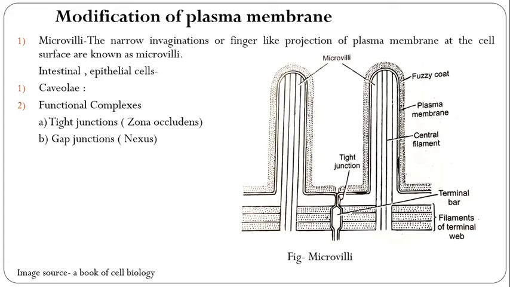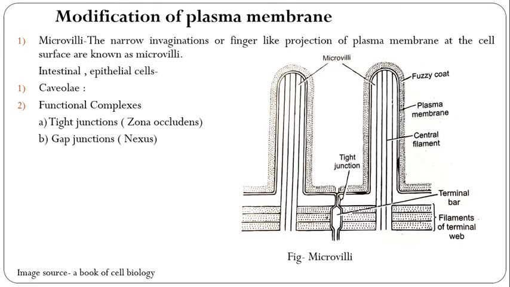They are present in intestinal epithelial cells. The columnar epithelial cells of the intestine have to perform active absorption of digested food. The microvilli lack the internal filaments or tubules found in cilia. There is a fuzzy coat present.